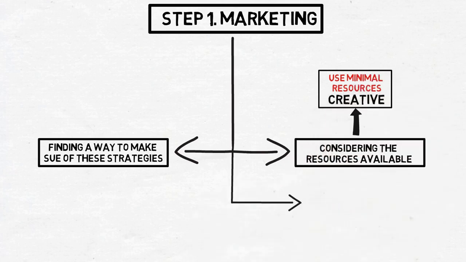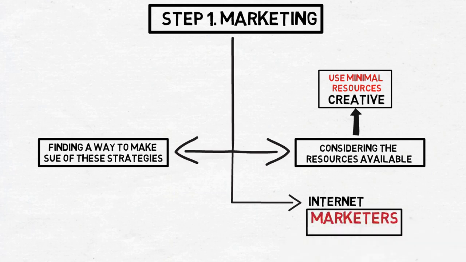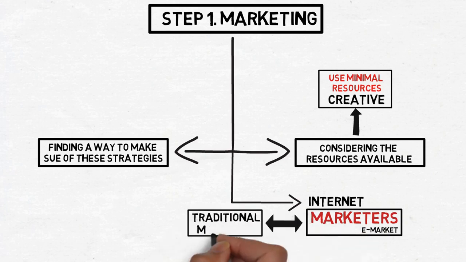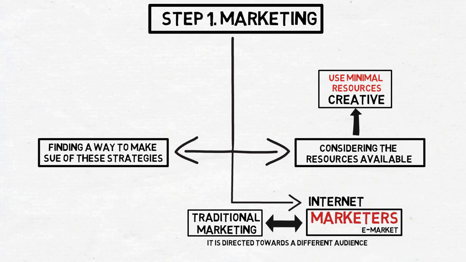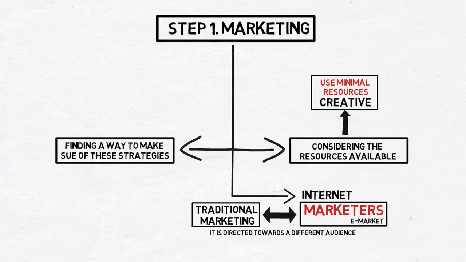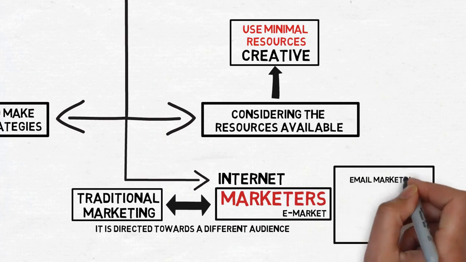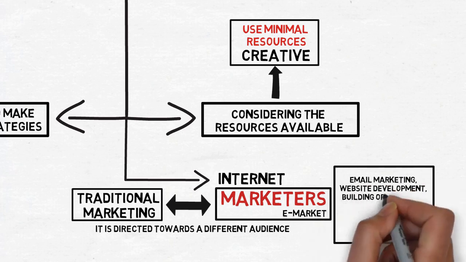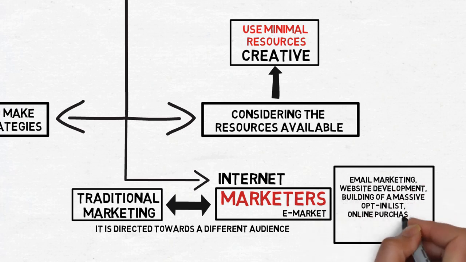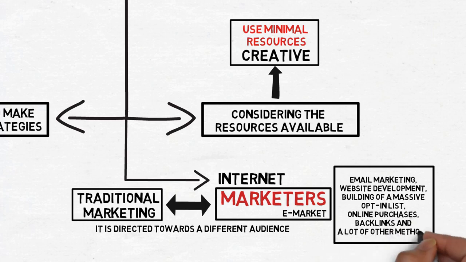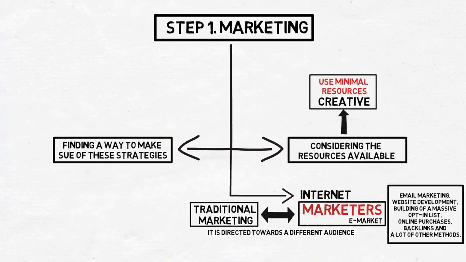The popularity of the internet has produced a new generation of internet marketers who address their marketing to the e-market. This means the marketing strategies may be a little different from traditional marketing strategies since it is directed towards a different audience. Internet marketing makes use of a lot of marketing tools like email marketing, website development, building of a massive opt-in list, online purchases, backlinks, and a lot of other methods.